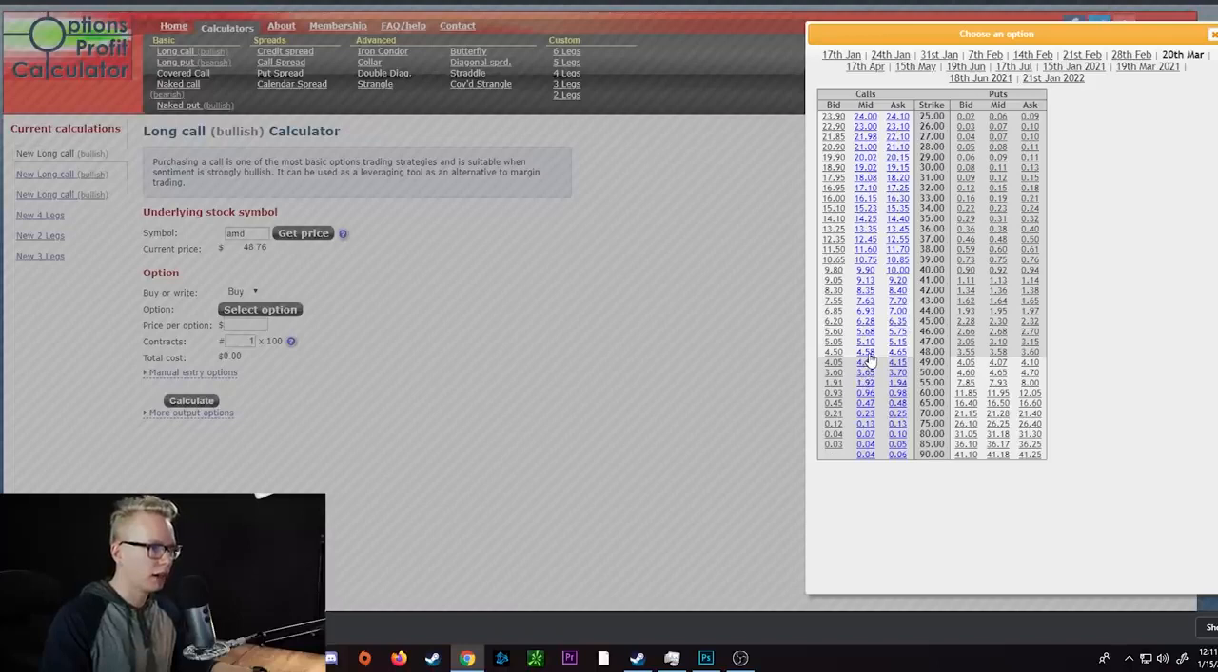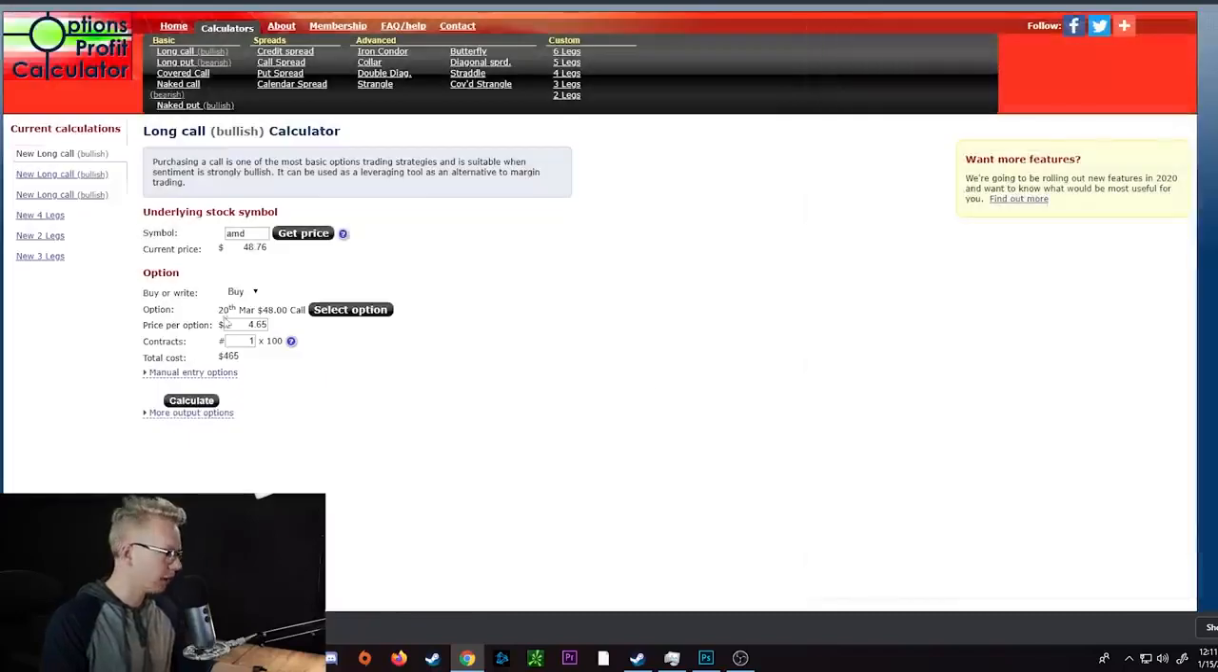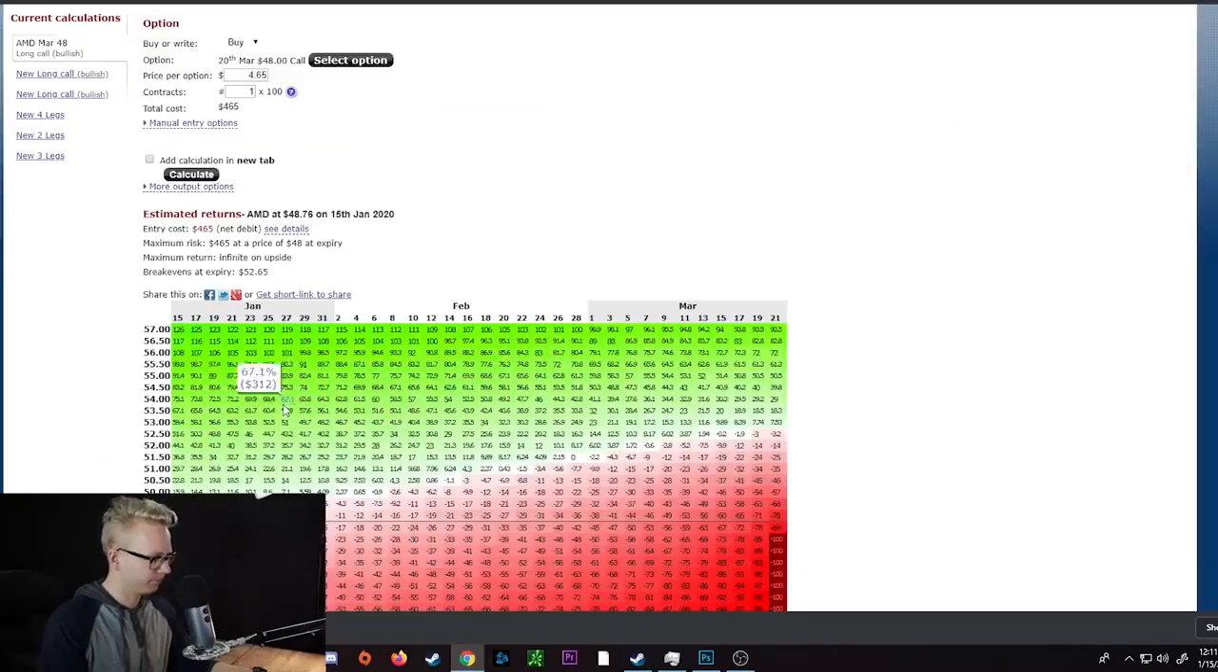So we are going to buy at the ask price because we want to get into the trade very quickly. So we're going to buy at $4.65 of premium. So we're buying the March 20th call at a 48 strike. We're paying $4.65 in premium, which is $465 total. So you can see the total cost is $465 right there. And we are going to hit calculate.